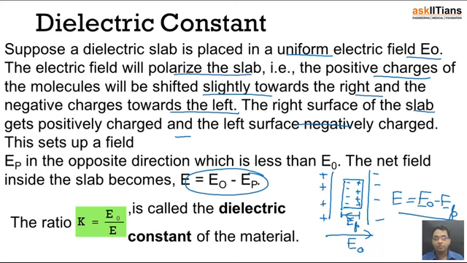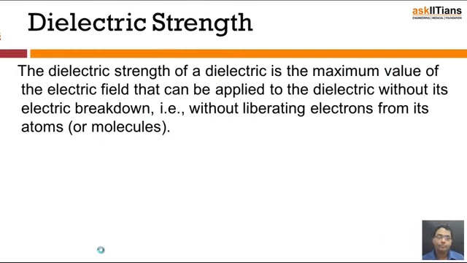But how much is the strength of this field? How much is the polarization that is produced? So that is given by the dielectric constant. So this is the applied electric field and this is the final result, right? Because this is how it is defined. So this particular ratio is known as the dielectric constant of the particular material.